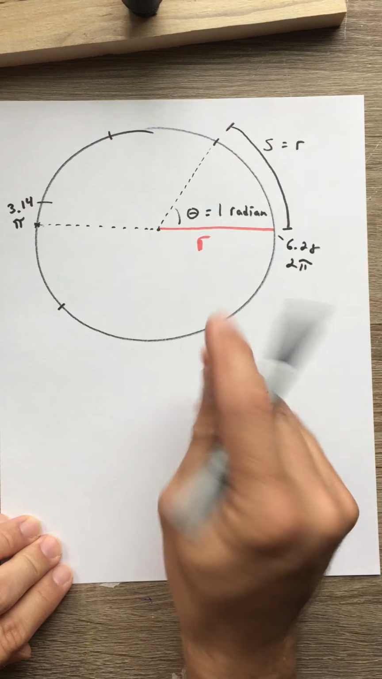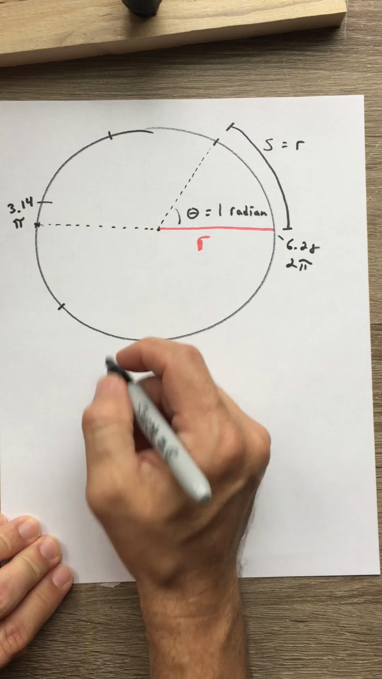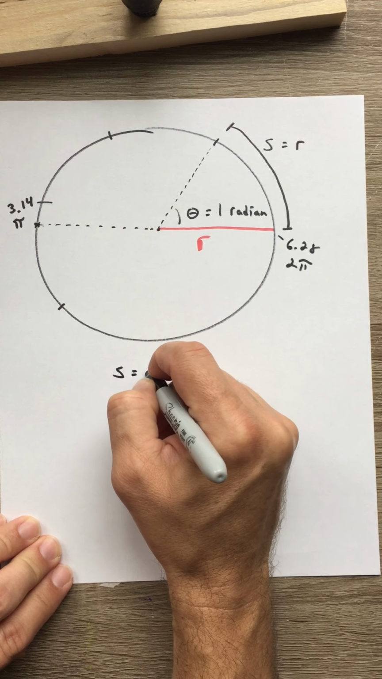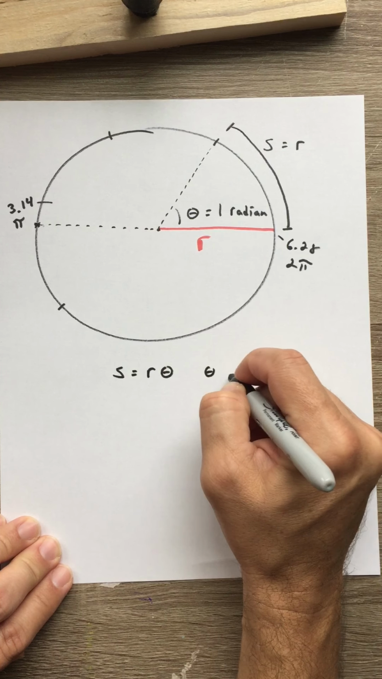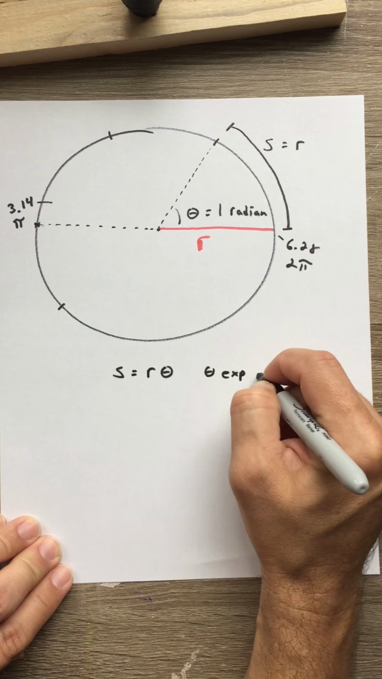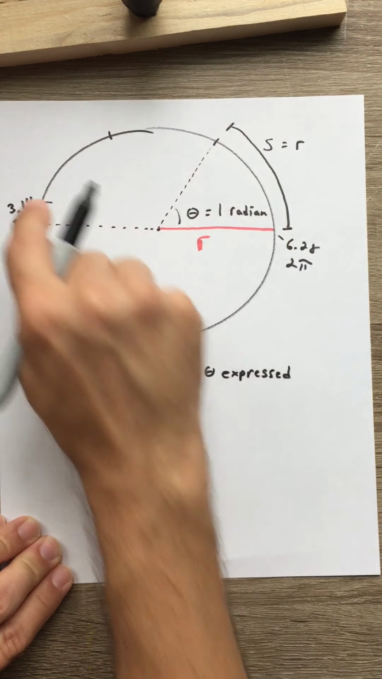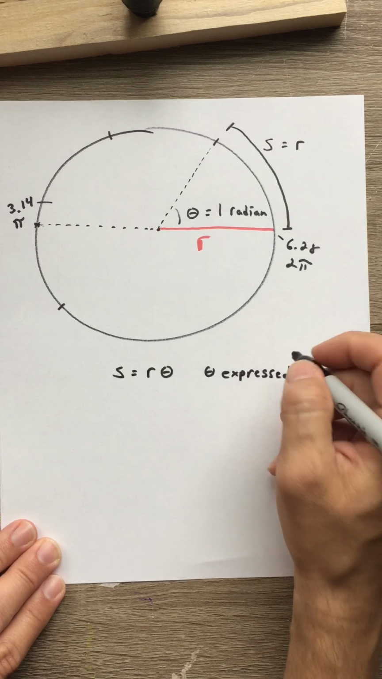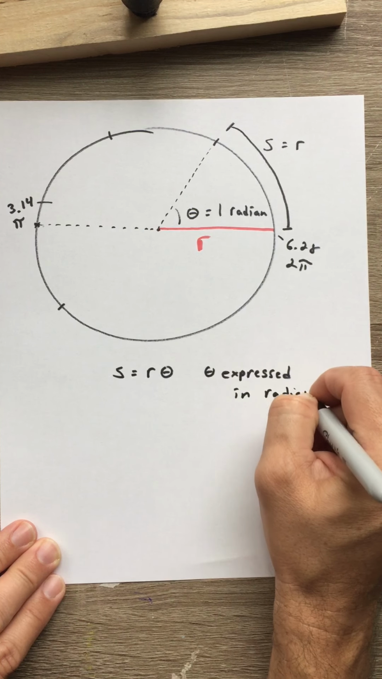So, in addition to all this, and probably in trig or pre-cal, we learned this formula, which we call the arc length formula. S is equal to r theta, as long as theta is expressed in radians. This is how you determine how far around the circle you've moved if you've rotated through a certain amount of radians. Theta expressed in radians.